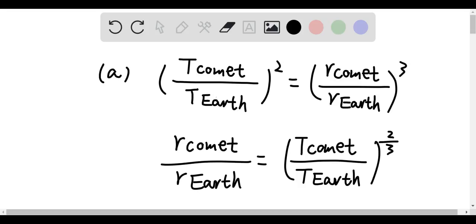Okay, so according to Kepler's third law, we have such equation here, which is (T_comet / T_Earth)^2 is equal to (R_comet / R_Earth)^3. So T_comet is the time period for the comet to finish one cycle around the Sun, and T_Earth is the period for the Earth to finish one cycle around the Sun. And R_comet here is the distance between the comet and the Sun, and R_Earth here is the distance between the Earth and the Sun.